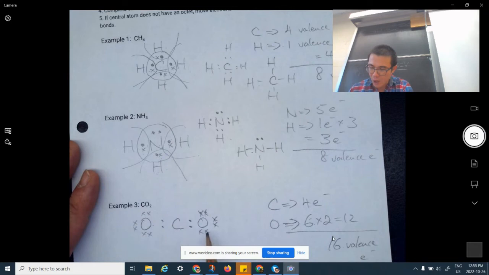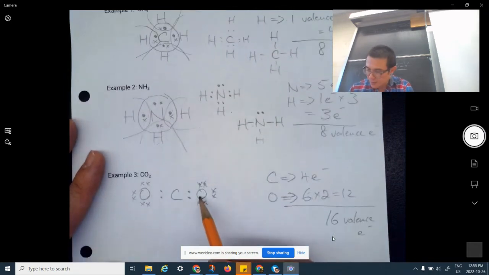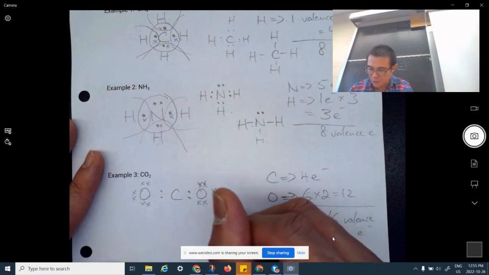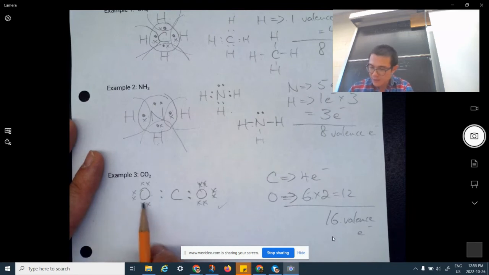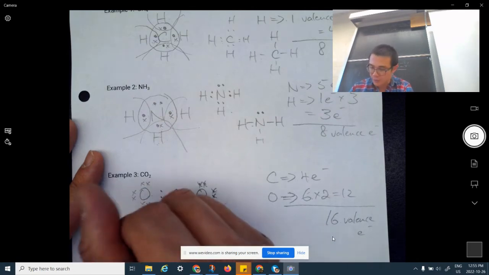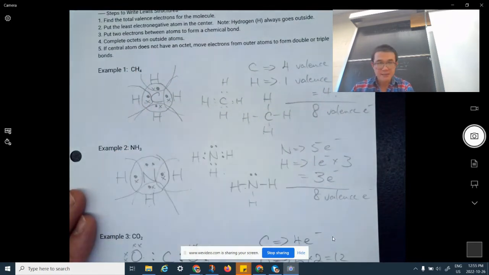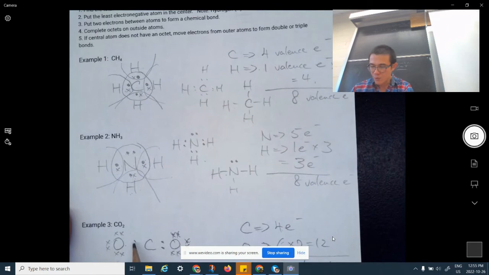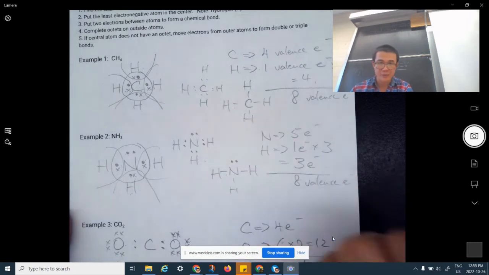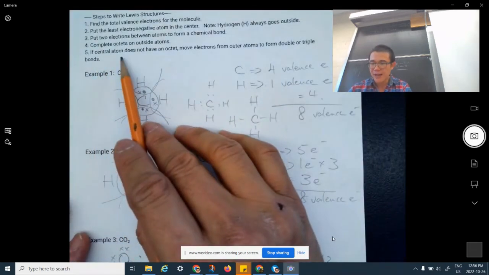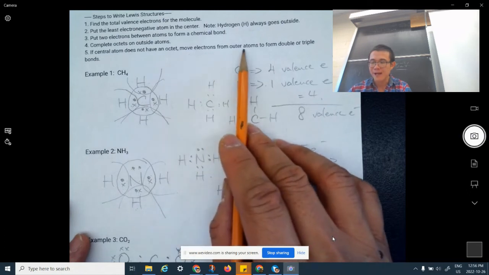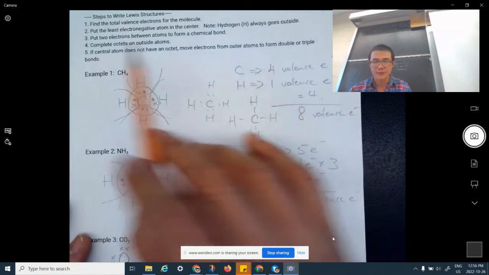So let's check if the oxygens have a full octet. This oxygen here has 1, 2, 3, 4, 5, 6, 7, 8. So this oxygen is good. I'm just going to put a quick check mark. This oxygen here has 1, 2, 3, 4, 5, 6, 7, 8 electrons. So this is good. Now the central atom. This carbon here, if you look, it only has 1, 2, 3, 4. It does not have an octet. It wants 8, remember? So in this case, if the central atom does not have an octet, move electrons from outer atoms to form double or triple bonds.